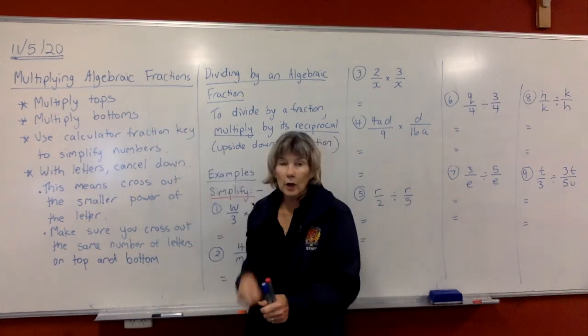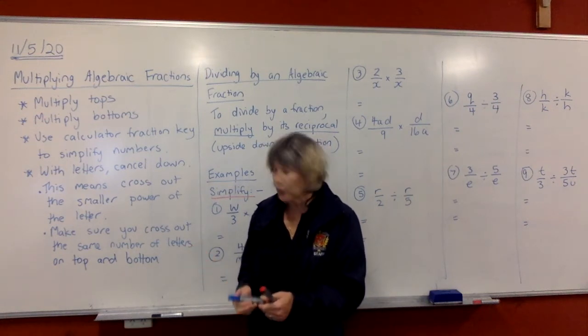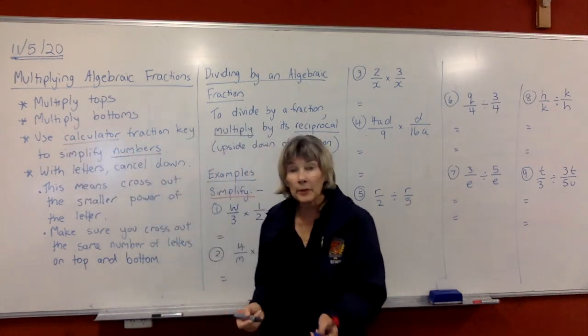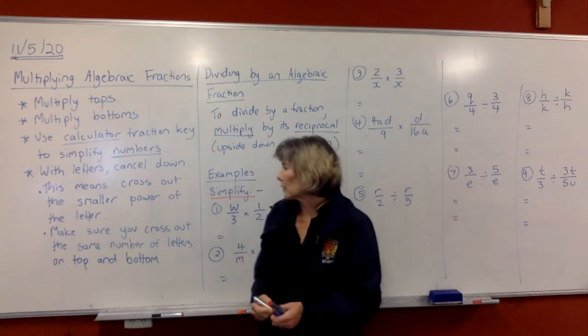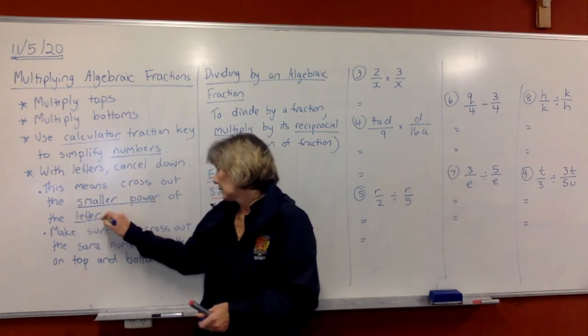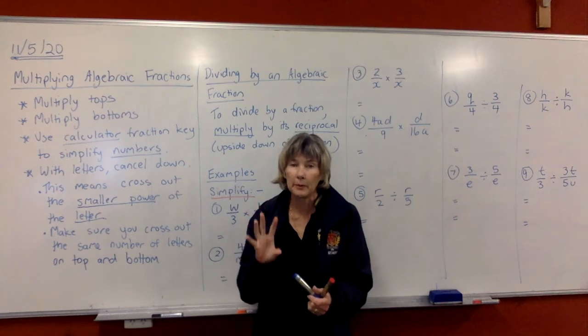You just multiply the tops, multiply the bottoms. Then you use your calculator fraction key to do the numbers. Okay, so the calculator is for the numbers. With the letters, you're going to be cancelling down. That just means that we're crossing out the smaller power of the letter. And make sure you cross out the same number of letters on the top and the bottom so it balances the fraction.